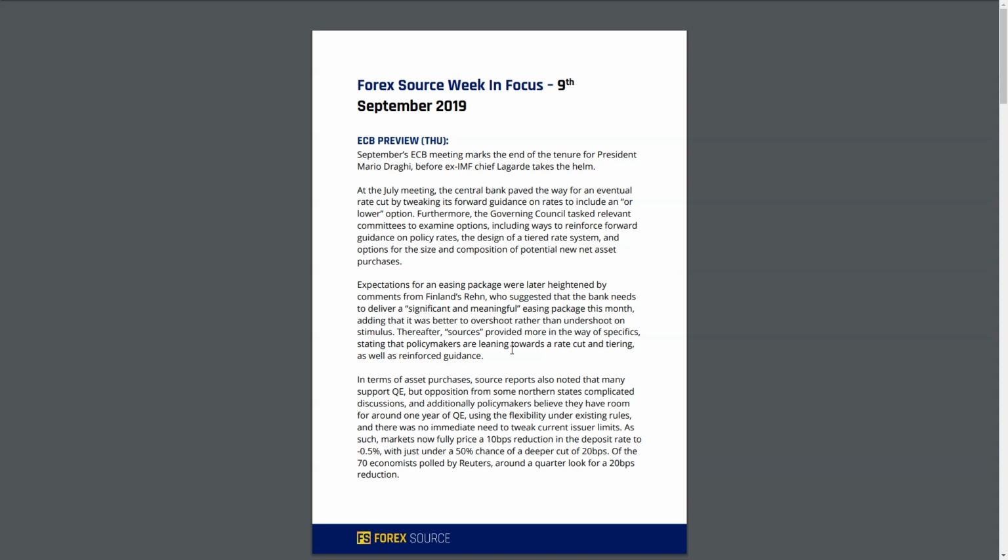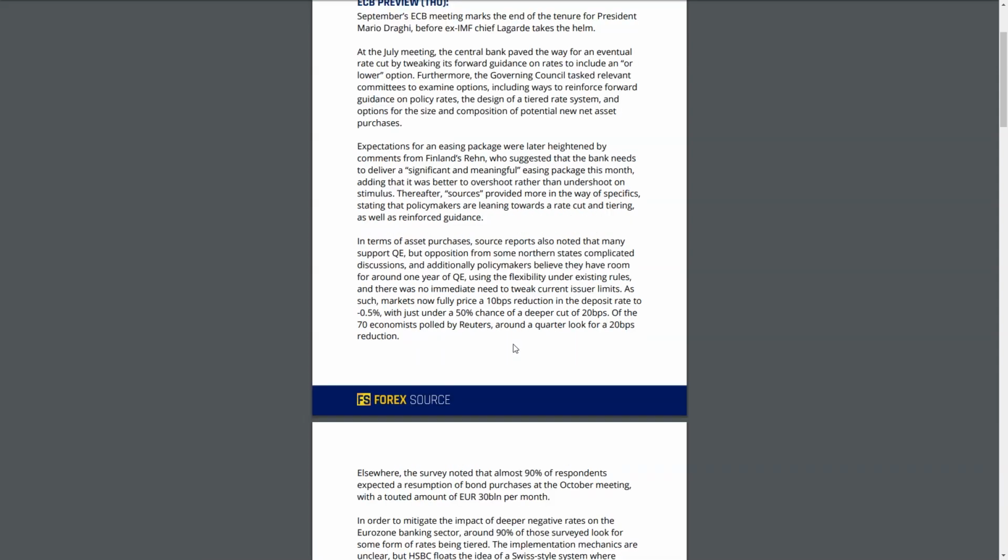Now, going into this event, as we said, a lot of the investment banks are expecting a restart in the QE program. Now, if we just have a look here, we can see policymakers believe that they have room for around 1 year of QE. For that reason, a lot of investment banks are expecting a 12-month restart of the quantitative easing program. Now, the amount that they are expecting per month varies quite significantly. Some expect it to be 15 billion all the way up to 60 billion. So the banks are a little bit divided on the exact amount, but they are expecting some form of restart of the QE.